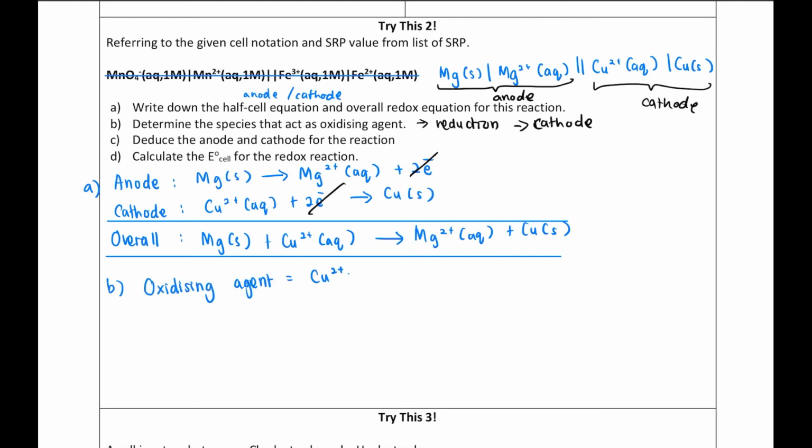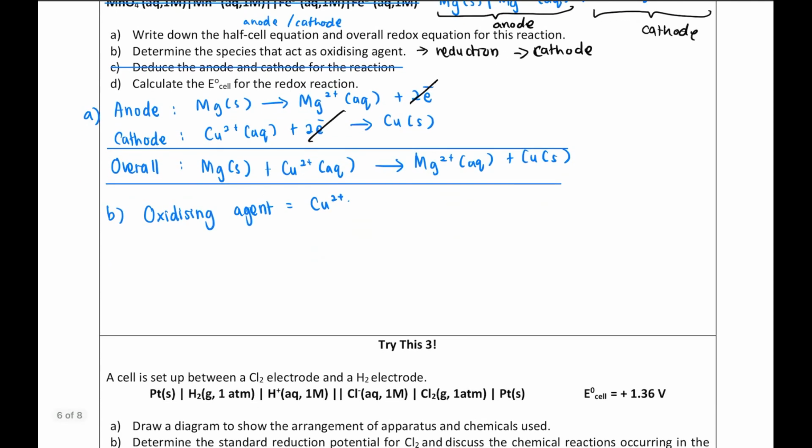Okay, so deduce anode and cathode for the reaction. Kita dah deduce dah. So ini cross out lah. Okay, tak perlu pun this equation. Question, sorry. And then next, lastly adalah calculate the E naught cell for the redox reaction. Okay, so standard cell potential. Okay, so kita nak cari E naught cell.